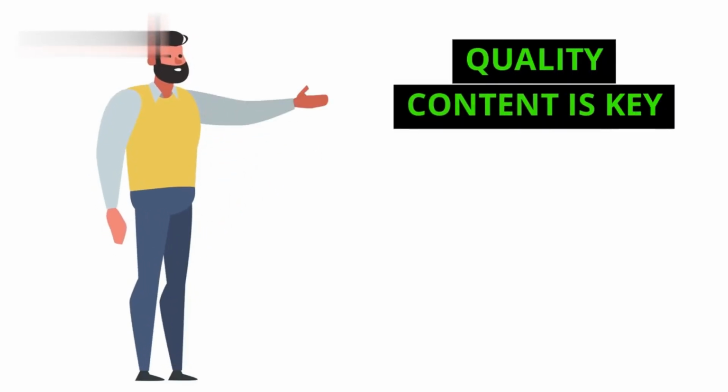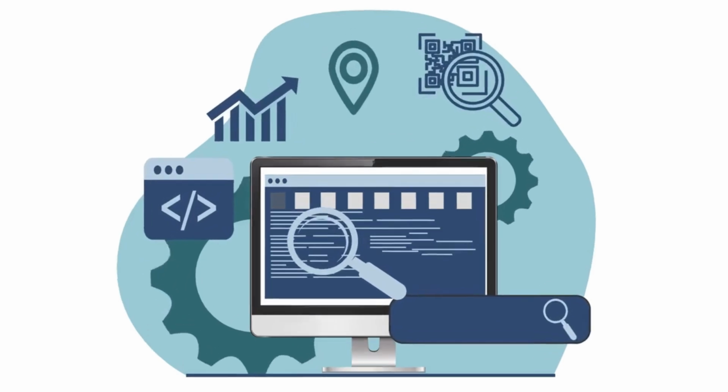Step 1. Quality content is key. Make sure your site has high quality original articles. Aim for in-depth coverage of newsworthy topics. The more valuable your content, the better your chances of approval.